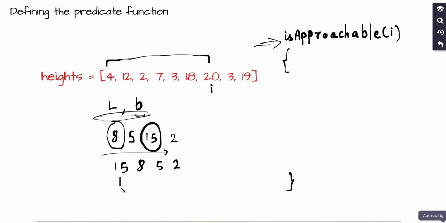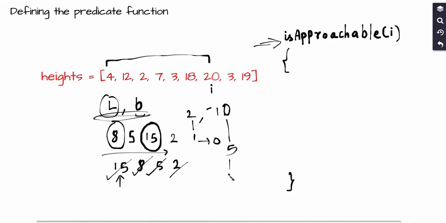Then I will iterate over this array and start using my ladders. Let's say I have 2 ladders and 10 bricks. Then I use a ladder for this step which requires 15 bricks. The remaining ladders are 1. Then I use a ladder for this difference, that is 8. The ladders go to 0. Then I use bricks for this, then I use bricks for this. So this is the most optimal step in this case. I am using the ladders for those steps which require the maximum number of bricks.